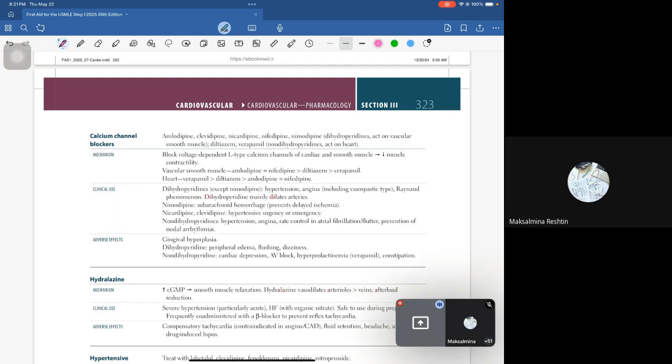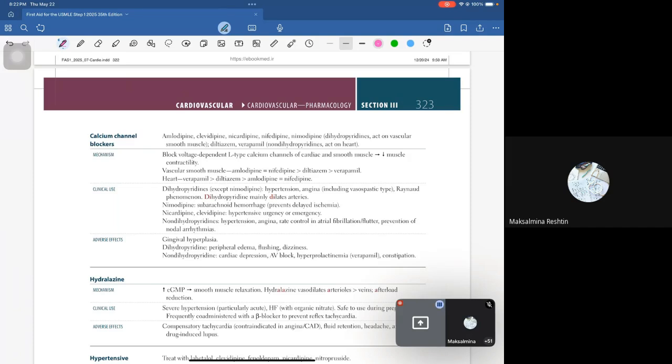Now why do we use these drugs? First of all, if a patient is having hypertension, I already told you that in hypertension we can give dihydropyridine calcium channel blockers, and for angina we can give dihydropyridine calcium blockers as well. Why? Because these calcium blockers are going to increase the blood supply of the heart by causing less constriction of the arteries. Now there is another phenomenon which is known as Raynaud's phenomenon.